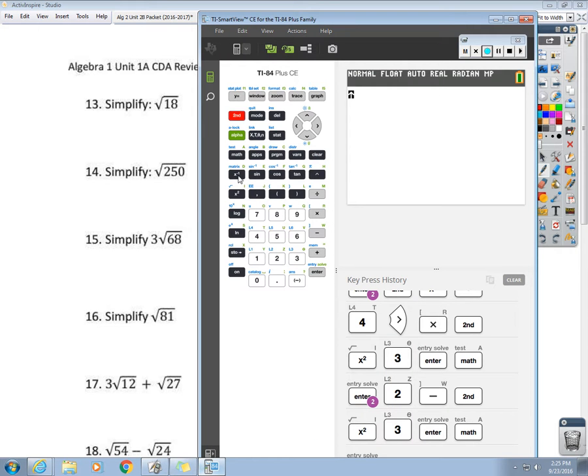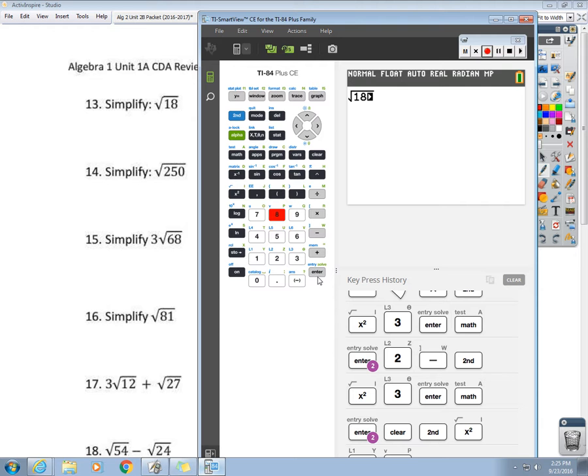Okay, so the square root of 18. Is that a perfect square? No. How do you know?